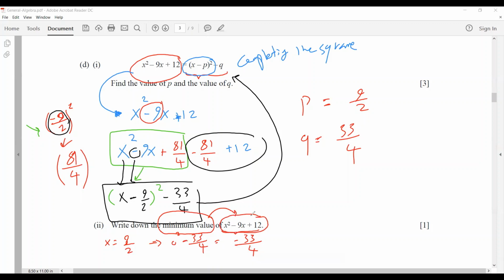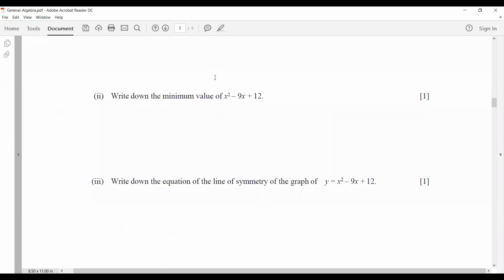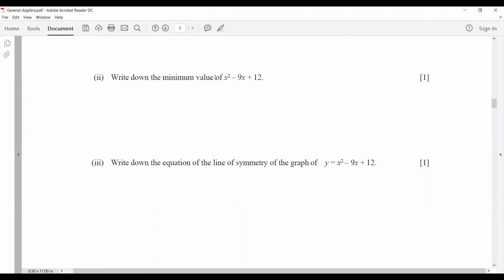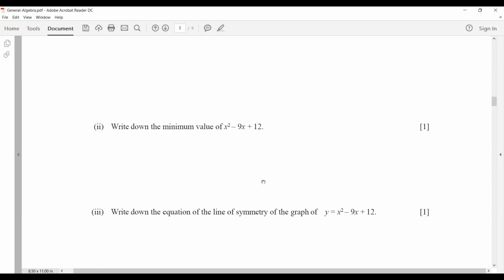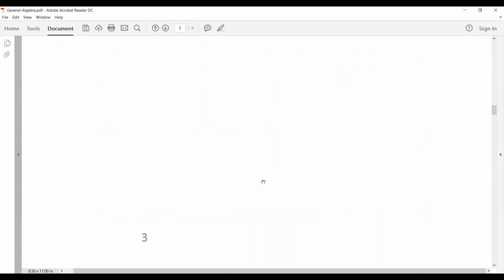That's why in part 1 of this question, in the earlier part, they ask you to rewrite it in this format. Okay, so let's move on to the last part. Write down the equation of the line of symmetry of the graph. Okay, we're going to talk about this when we get to the graphing and drawing a parabola. There are a few ways you can find that out. So let's move on to this because it's not in the syllabus anymore.